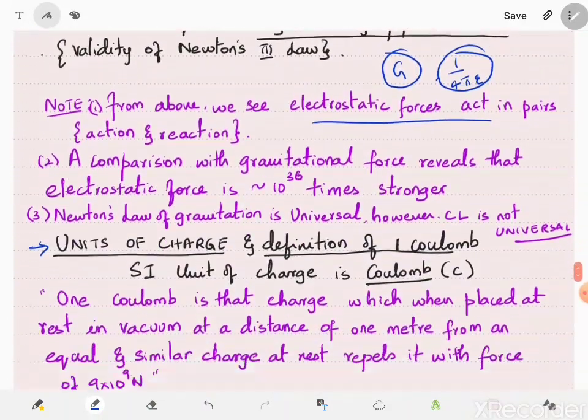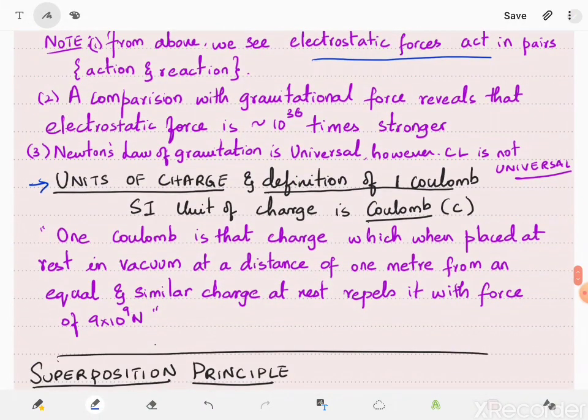So obviously, let me read out the definition for you. Using the expression of Coulomb's law, 1 coulomb is that charge which when placed at rest in vacuum at a distance of 1 meter from an equal and similar charge at rest repels it with force of 9 into 10 power 9 Newton.